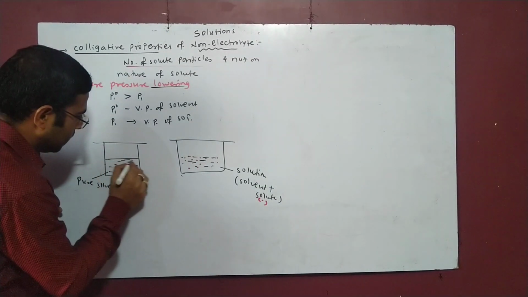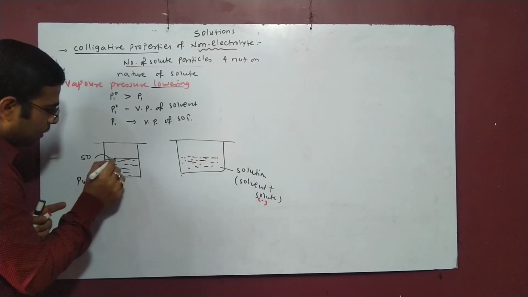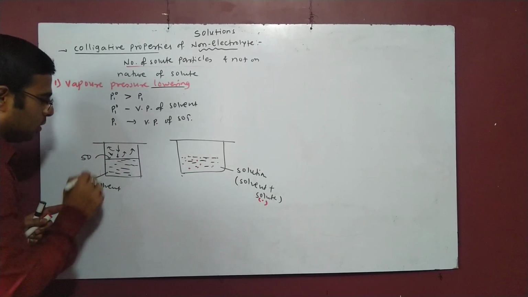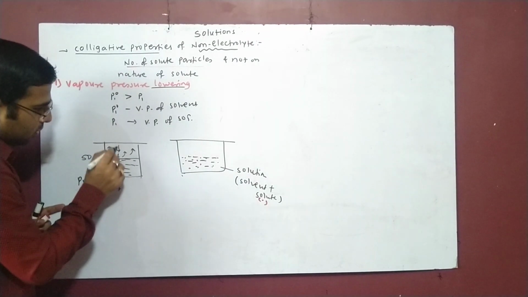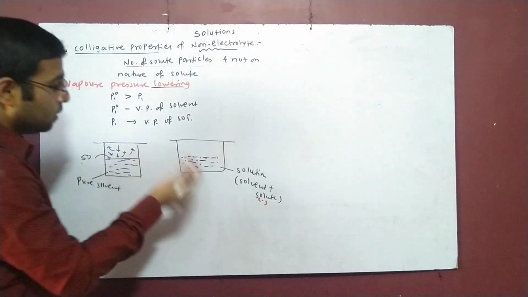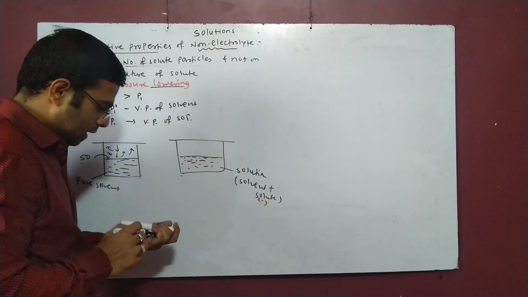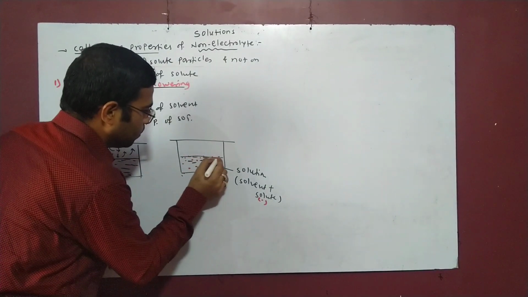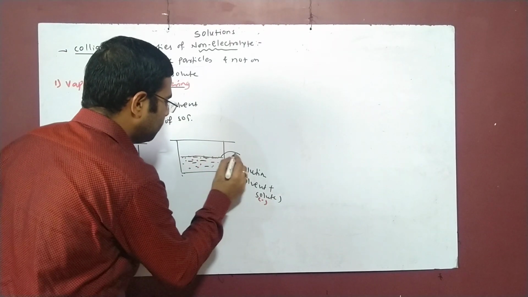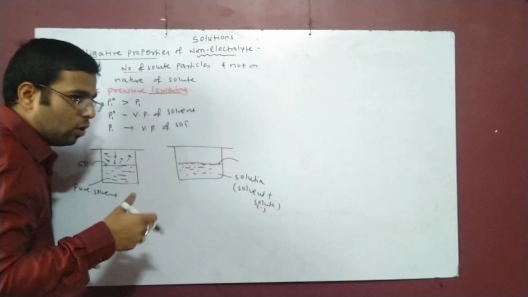Now we'll consider that 50 molecules are present on the surface of the pure solvent. These 50 molecules are going to be converted into the vapor phase, and these 50 vapors are going to exert pressure on the liquid surface. In the solution, solute particles replace the solvent from the surface. Just as we saw 50 molecules in the pure solvent, now the number of solvent molecules will obviously be less than that.